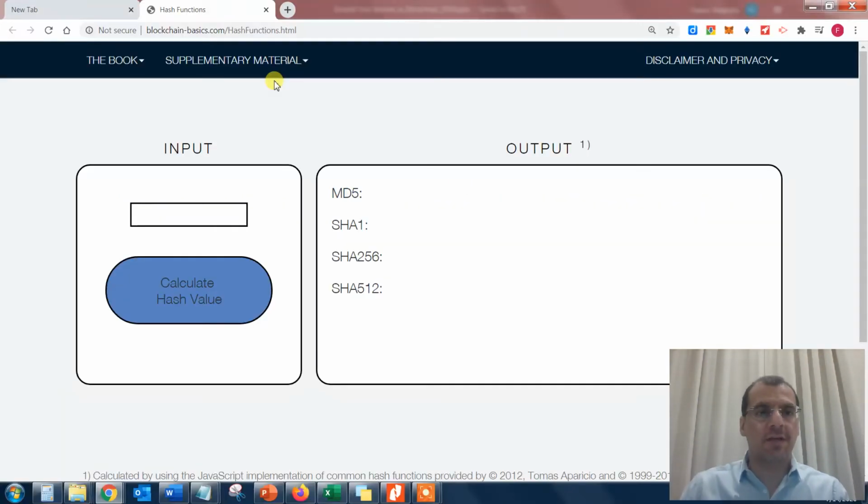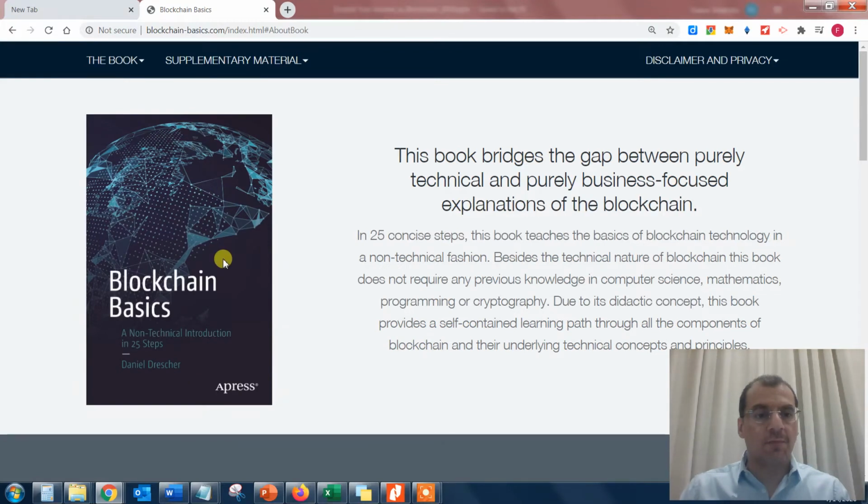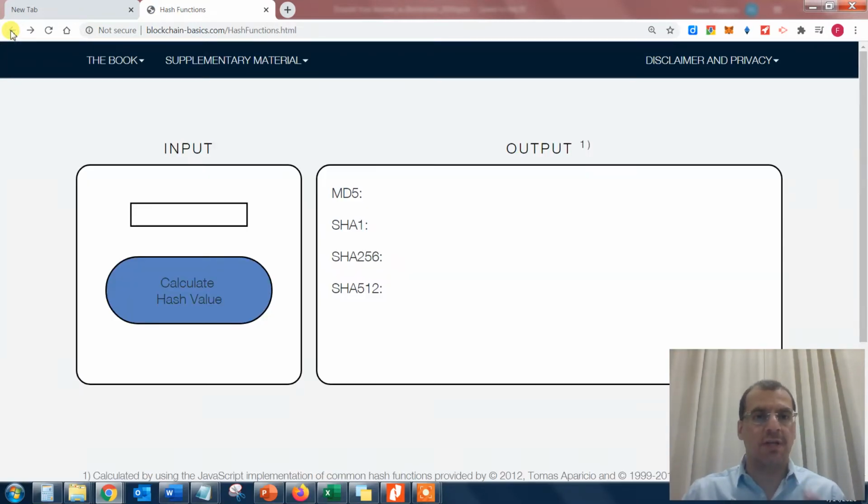Right, so this link is taken from a book called Blockchain Basics. It's a book by Daniel Drescher, and it has a very unique explanation about how blockchain works. It's a non-technical book. It actually does have some technical explanations, but essentially it puts things into perspective of how blockchain works for business owners or business professionals who just want to understand the basic foundations of blockchain. So this is an example of how hashing works.